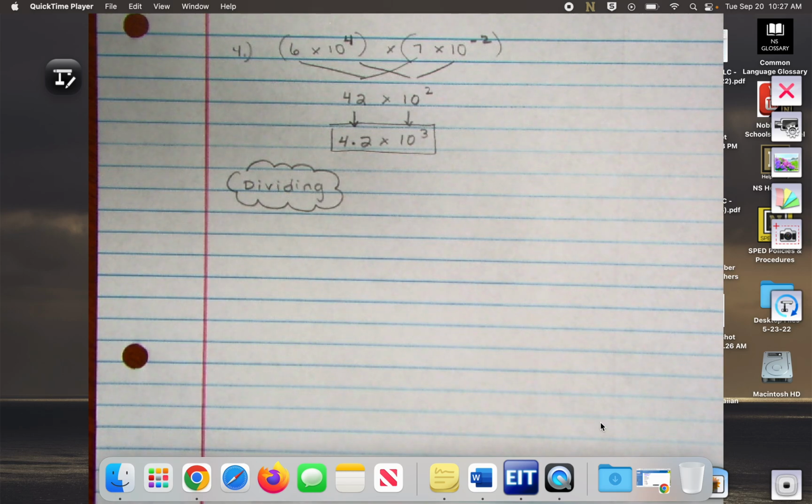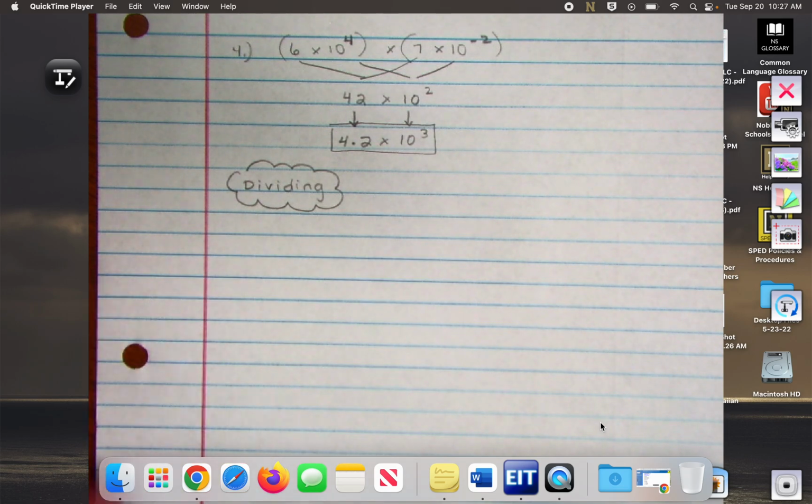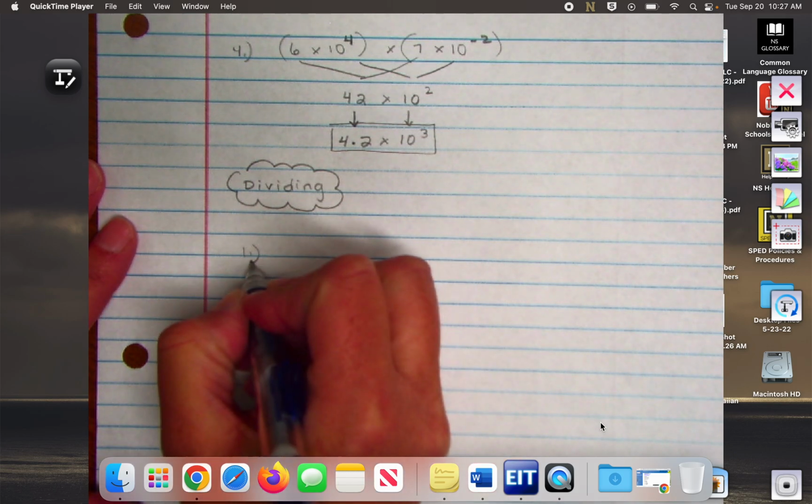Okay, so for dividing, if you don't have a colored pencil, go grab one. I'm going to use red today. It does not matter what color you use.